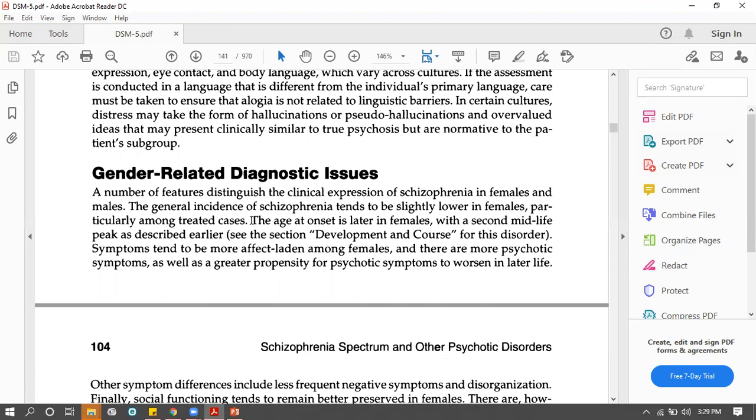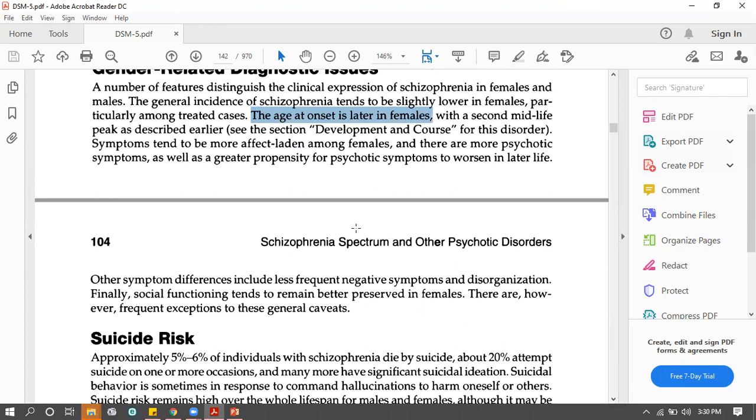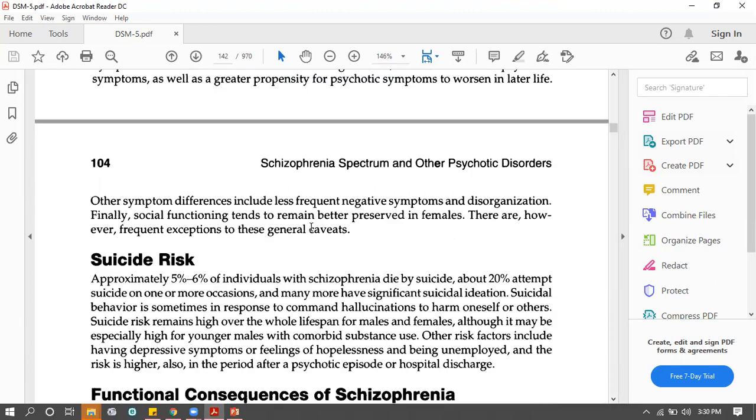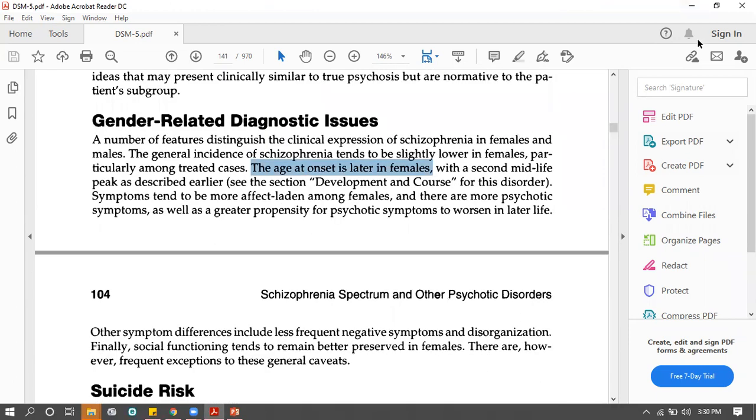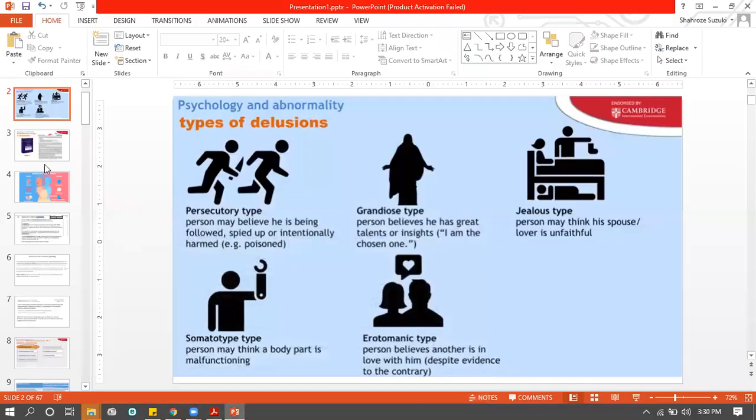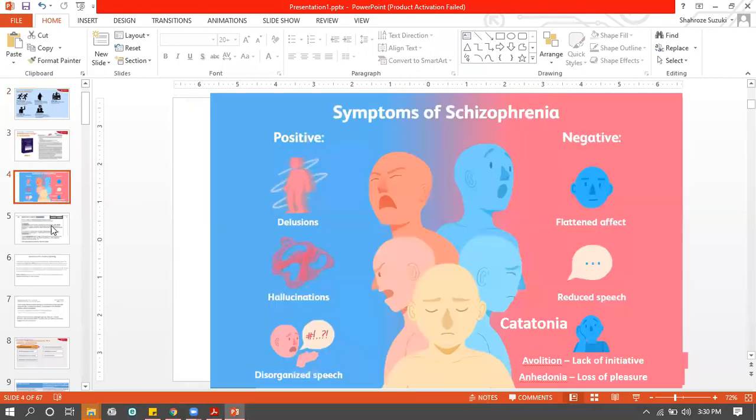Females who have schizophrenia will be older than males who have schizophrenia. So females, if they develop schizophrenia, are going to develop it much later in their life. Males can develop schizophrenia in their early ages and late ages, but females, if they do, will have it at later ages of their life. So that's again the difference between males and females regarding schizophrenia. That's what you need to know from the exams perspective.